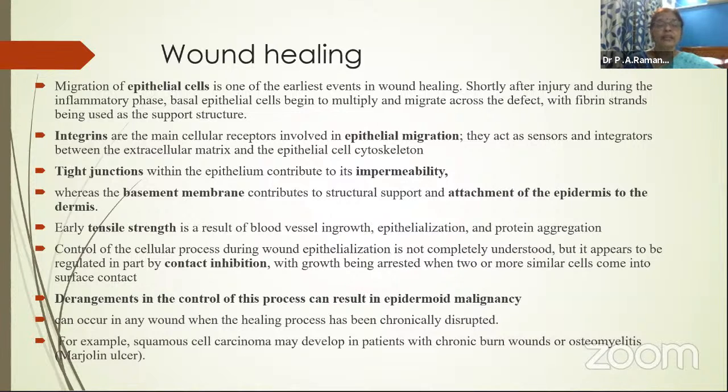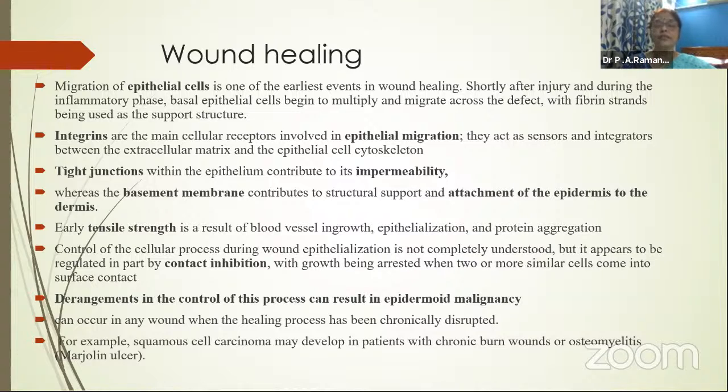And now how do we get the tensile strength in the wound? In the early phase, within a few days, the collagen has not yet started. So within a few days, it is because of the granulation tissue, that is the result of blood vessel angiogenesis, epithelialization, and also protein aggregation. This is responsible for the early tensile strength of the wound.